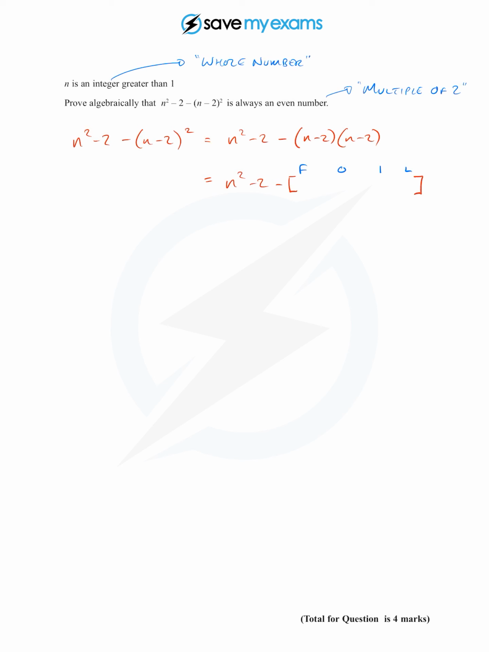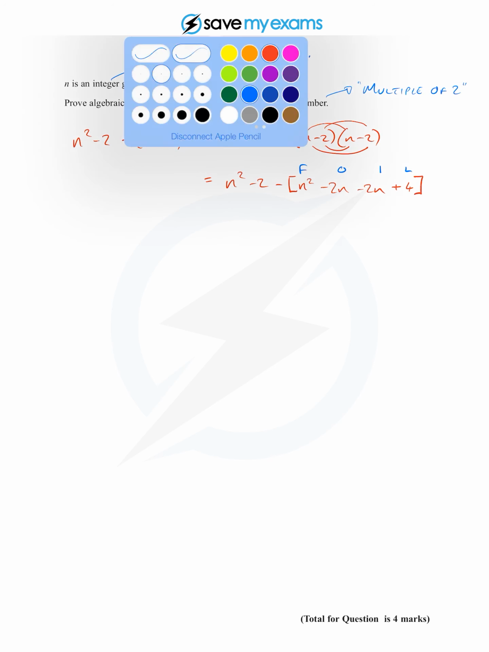So what's FOIL? First, the first one in each bracket. The first term in each bracket is n times n, which is n squared. The outer one is n times minus 2, which is minus 2n. The inner pair is minus 2 times n, which is also minus 2n. And then the last one in each bracket is minus 2 times minus 2. Minus times a minus is a plus 4.